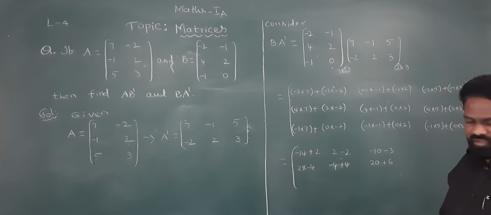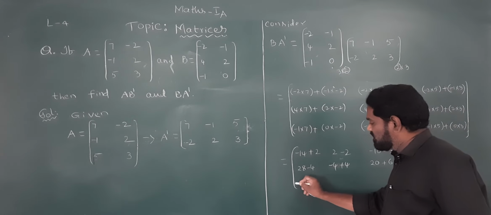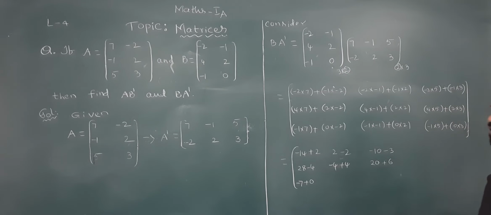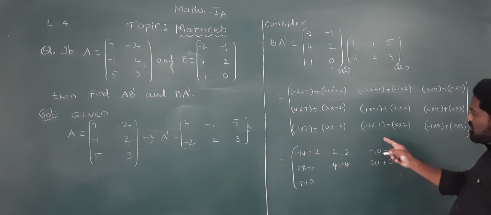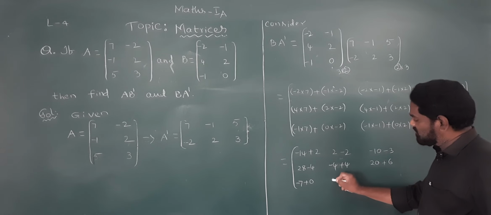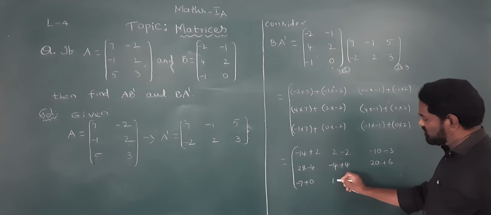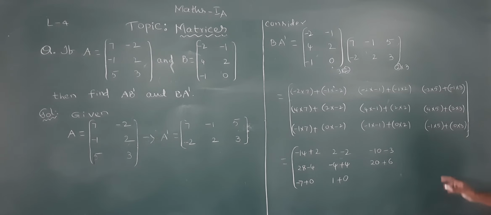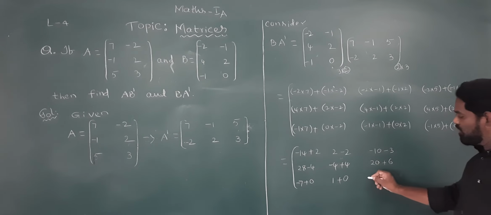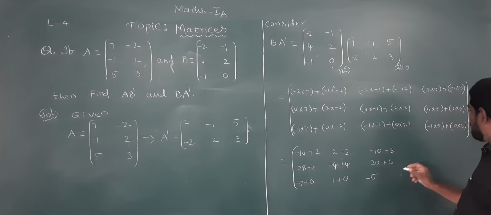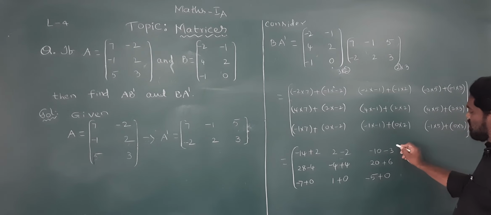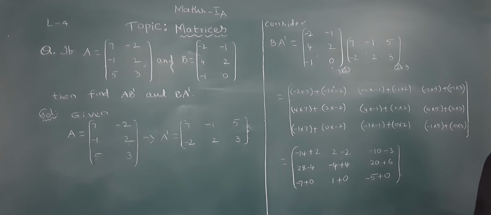Minus 1 into 7 is minus 7, 0 into minus 2 is 0. Next, minus into minus is plus 1, plus 0 into 2 is 0. Minus 1 into 5 is minus 5, plus 0 into 3 will be 0. Understand? We can multiply like this.